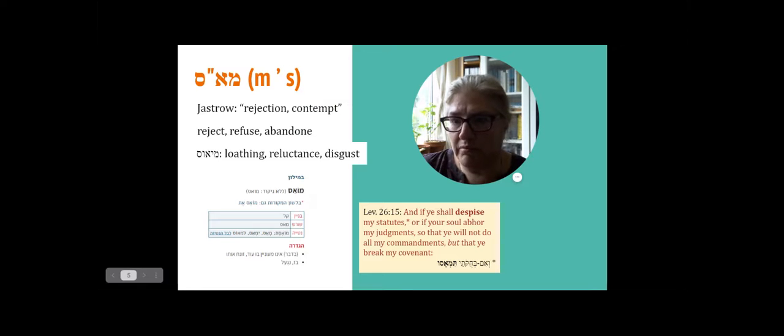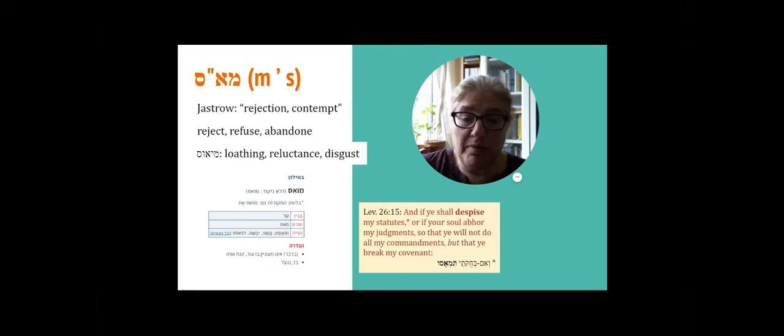The word ma'as in Hebrew is translated as rejection, contempt in Jastrow, aversion, kal, or reject, refuse, etc. in Koehler and Baumgartner, and ti'uv, iratzon, loathing, and reluctance in the Hebrew Historical Dictionary project of the Academy of the Hebrew Language. But we also find the translation abundant.